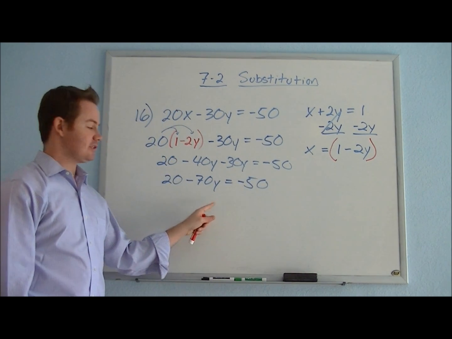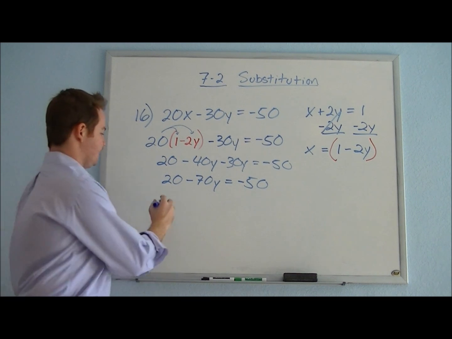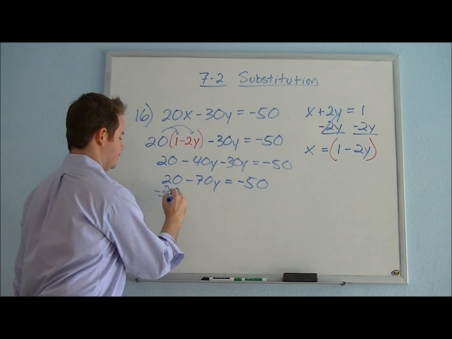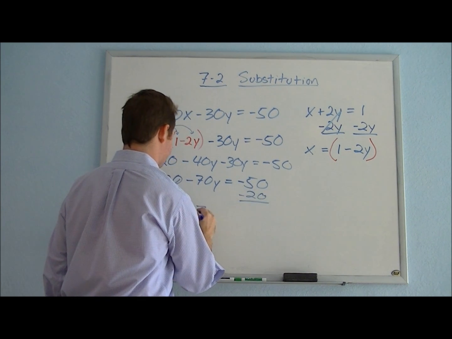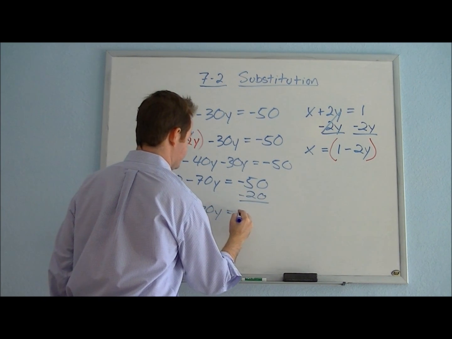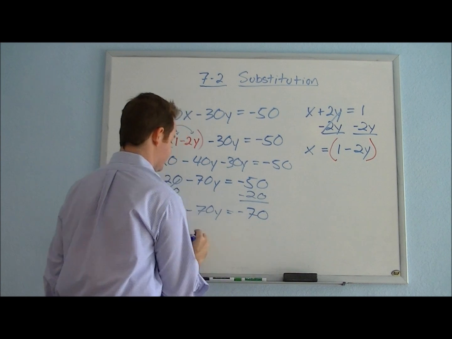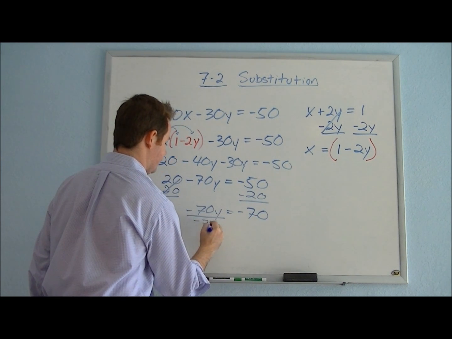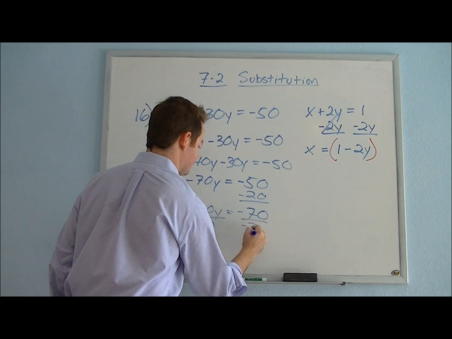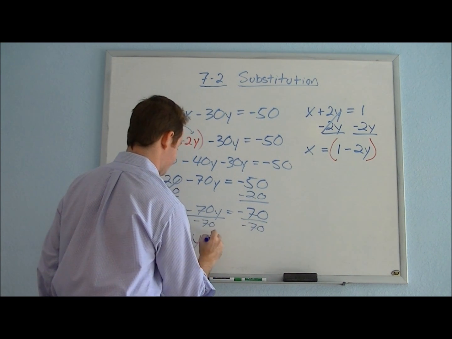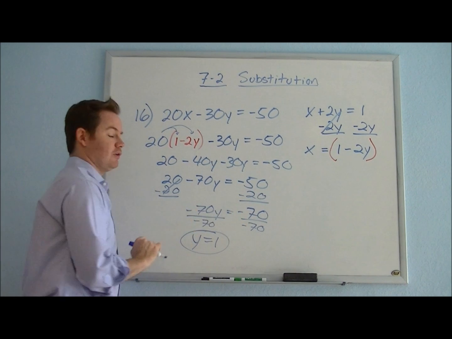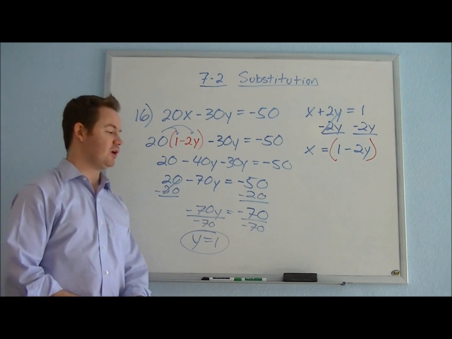And to get y by itself, first we need to move 20 to the other side. So we subtract 20 from both sides. And we're left with negative 70y equals negative 70. And then here we divide by negative 70 to get y by itself. And we're left with y equals 1. Negative 70 over negative 70 gives us a positive 1.